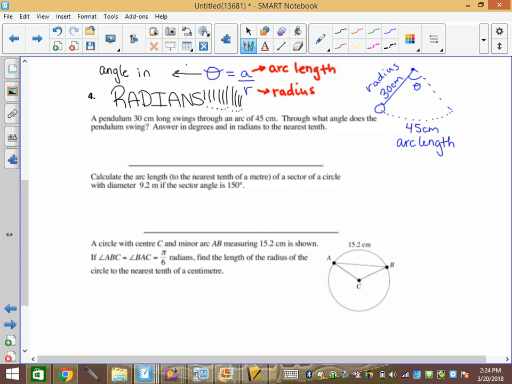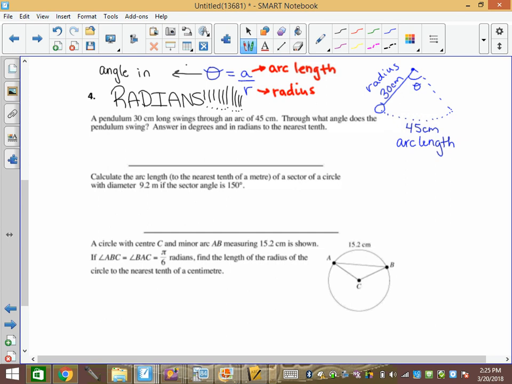So often what they'll do is they'll give it to you in degrees, and then you have to convert it to radians to use the formula. Or they'll make you solve for the theta, and they'll ask for it in degrees, because your answer will be in radians. Okay? So let's fill it in.